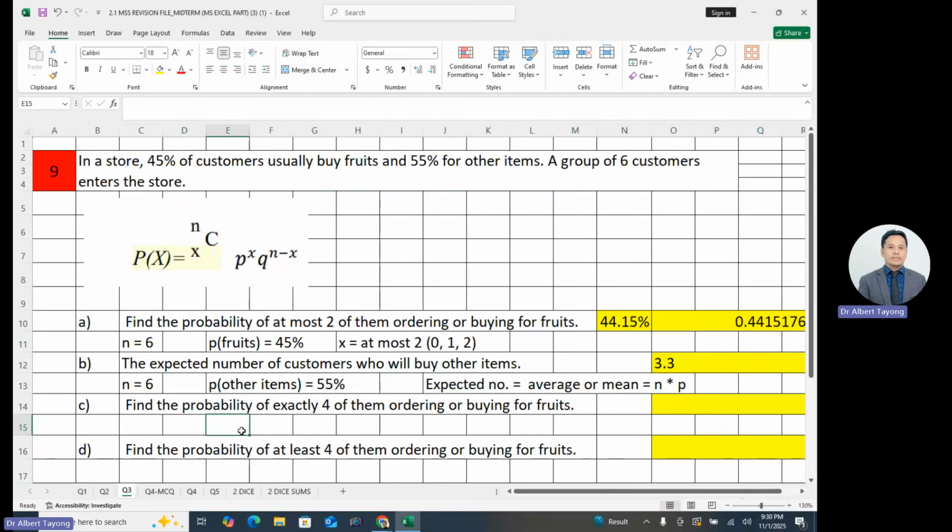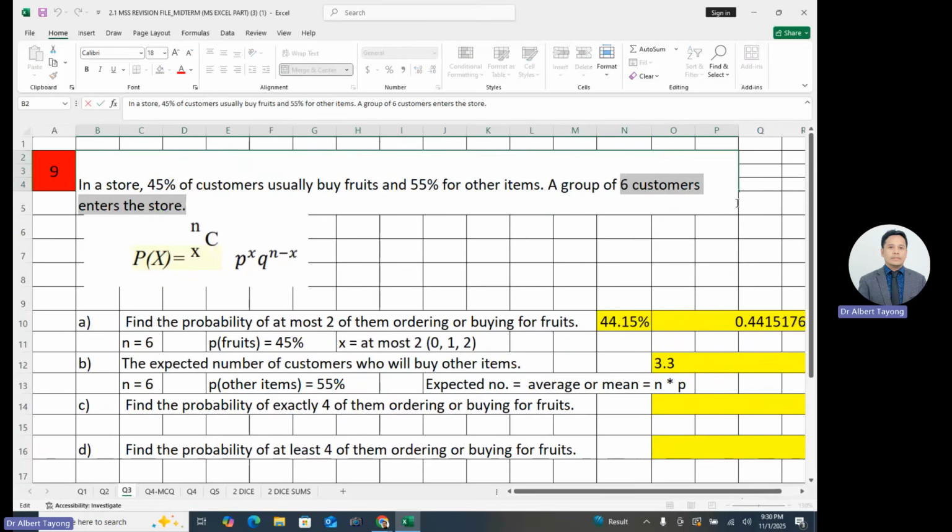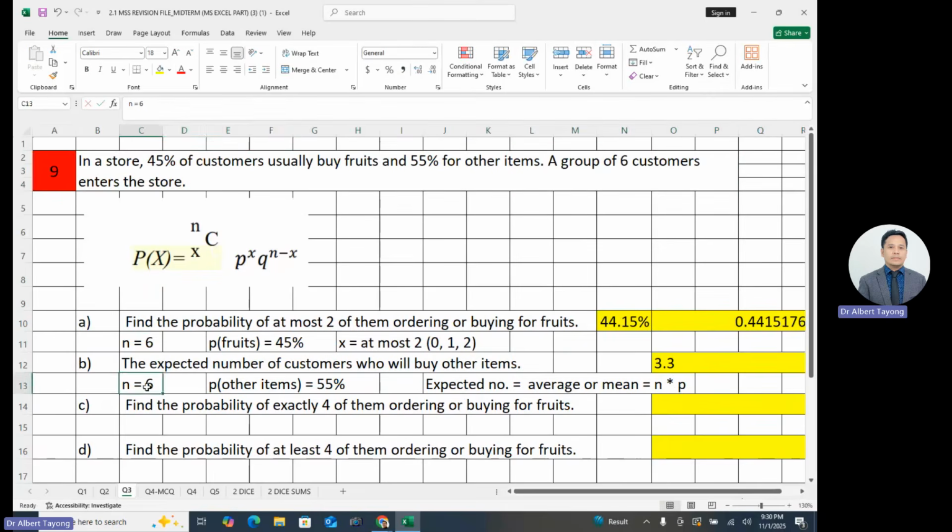Now let us see. This is not cumulative. You're going to get the probability of exactly 4 of them buying fruits. So there are 6 customers. What is the probability that exactly 4 of them will buy fruits? So the same, just copy the N and the P of fruits here to save time. Okay, and the X here is equal to 4 exactly.